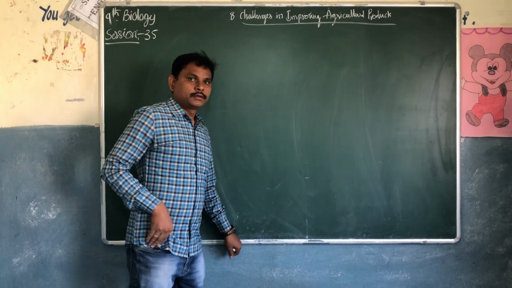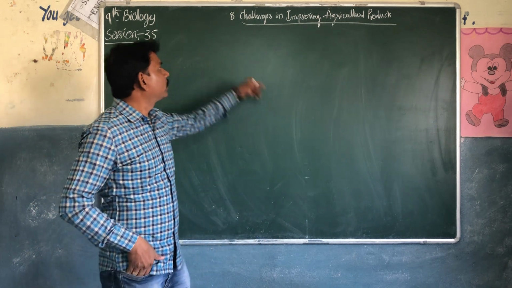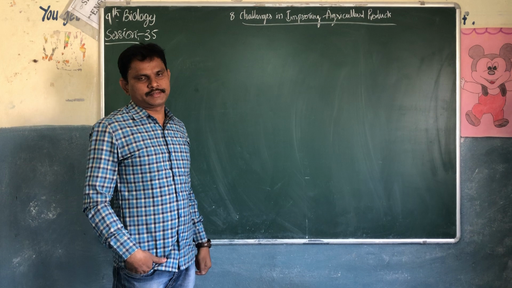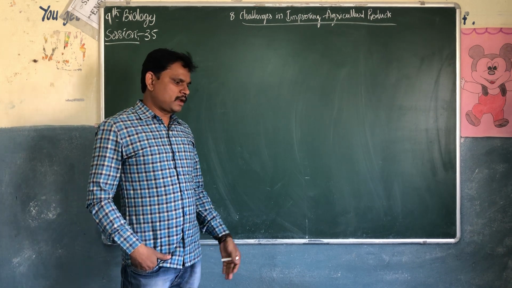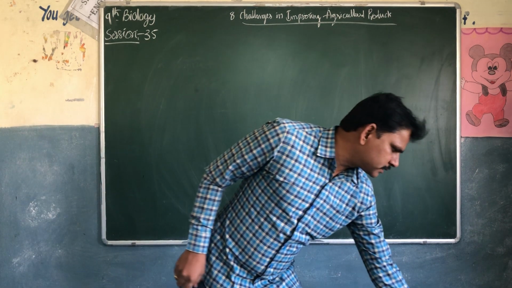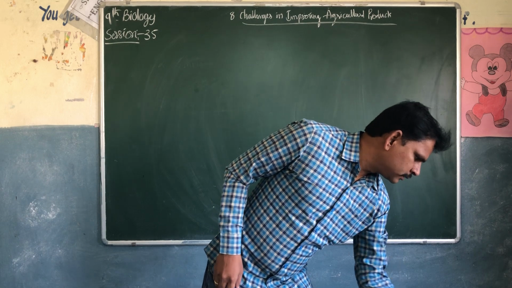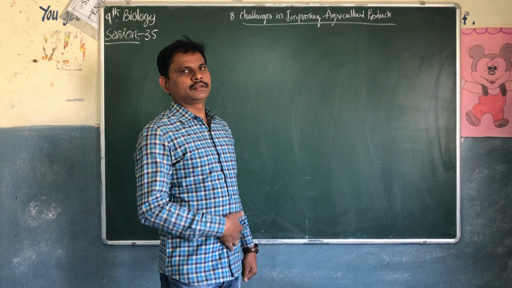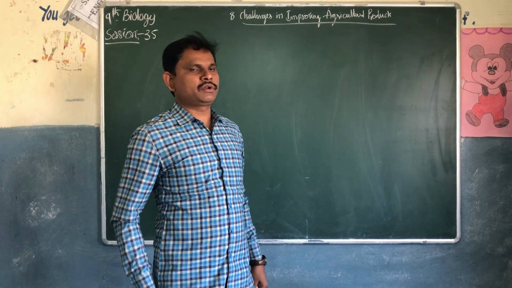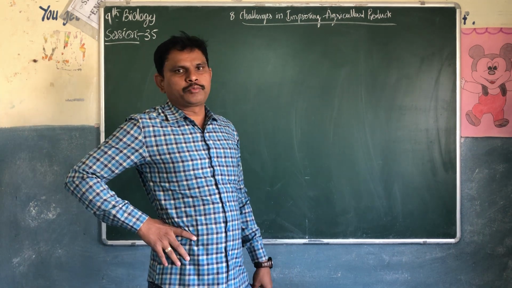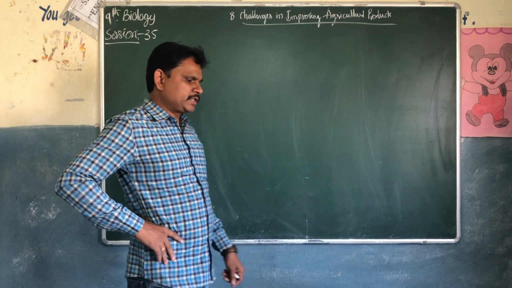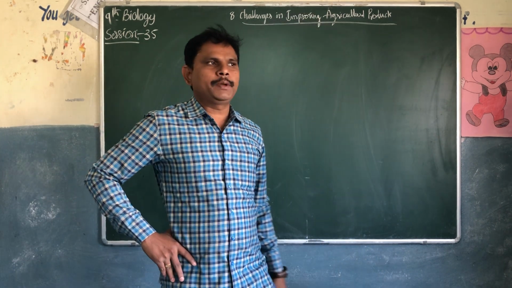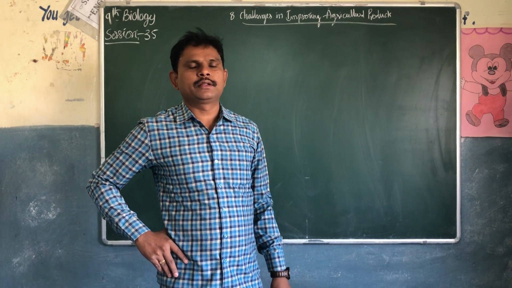Hi students, we are discussing the 8 challenges in improving agricultural products. In the last class, we discussed the introduction, which indicates how population growth and food production were related. In the textbook, please open page number 107.